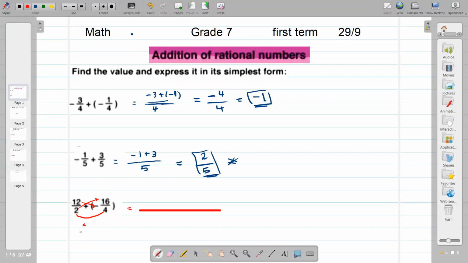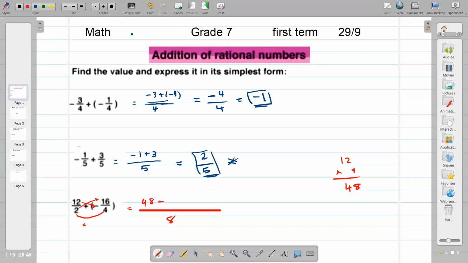So the new denominator is 8. 2 times 4 is 8. Okay? And then 12 times -4. 12 times 4 is 48. So this number is 48.